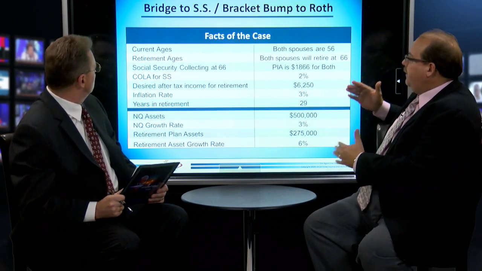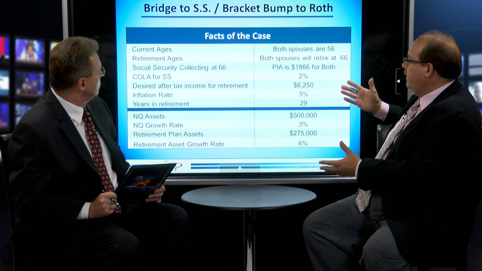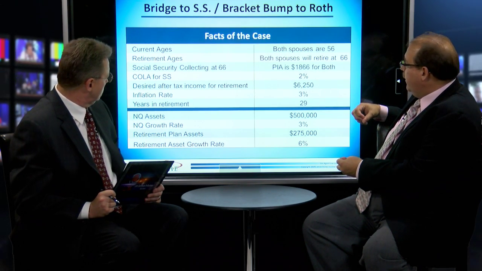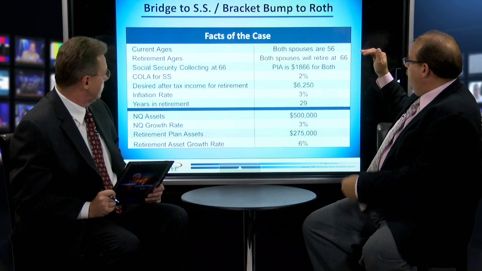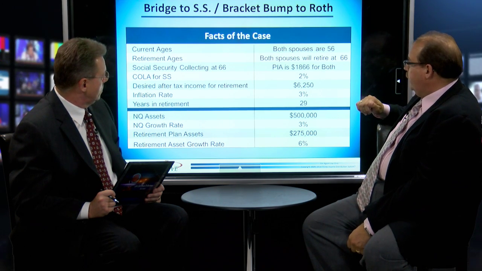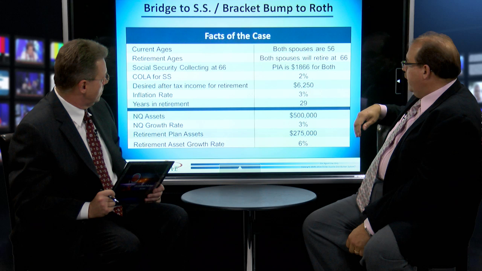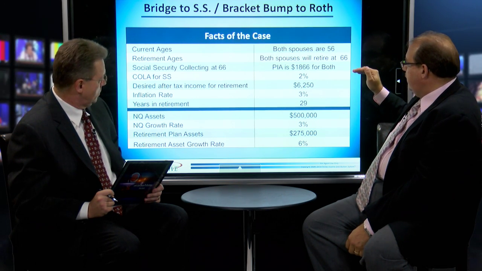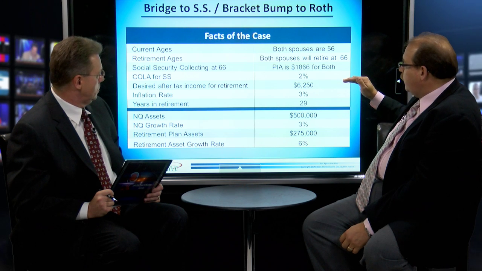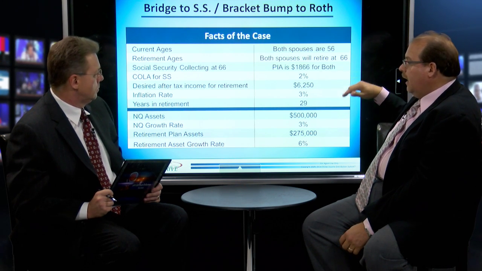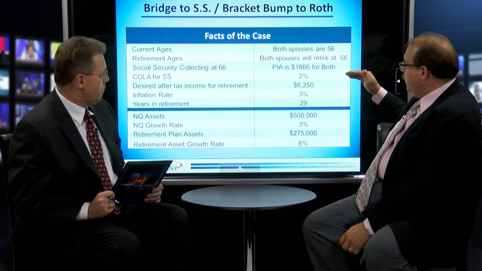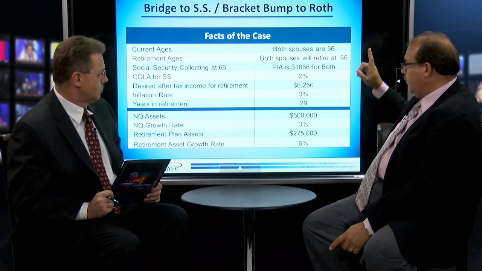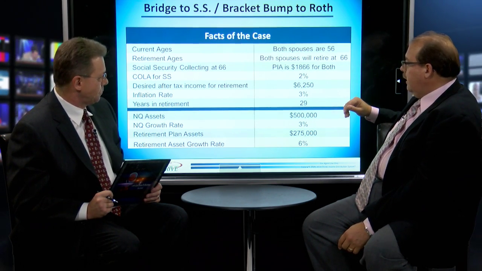And so I want to illustrate some facts of a case here. We actually did this in our laboratory, basically, where we're engineering all these calculations. And so here's the case study. We have two spouses, 56 years of age, and they're both going to retire at 66. And collecting Social Security at 66, the primary income amount is $1,866 for both of them. Our Social Security estimate is building COLA on top of the 8% increase for every year of delay, at 2%. Their desired after-tax income is $6,250. So we've got to gross that up, given the tax specifications.